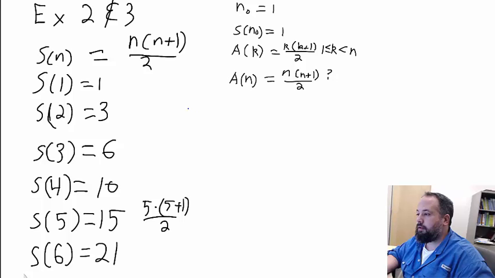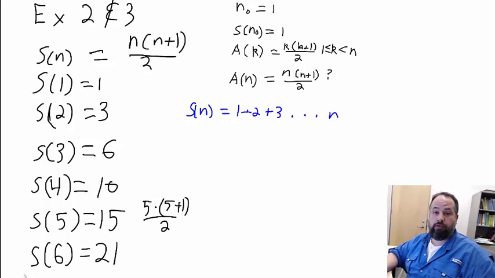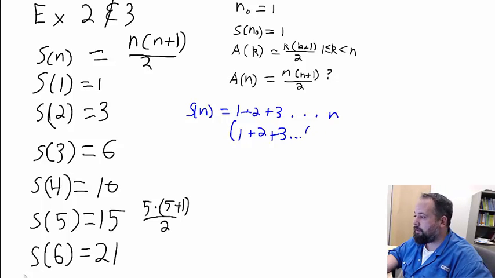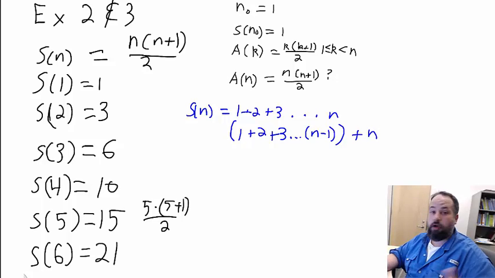Well, s of n is going to be 1 plus 2 plus 3 all the way up to n, right? That's what the sum means. If we add some parentheses, we know it's going to be 1 plus 2 plus 3 all the way up to n minus 1, and then we add n to that series. Agreed? That makes sense. That's the definition of sum right there.